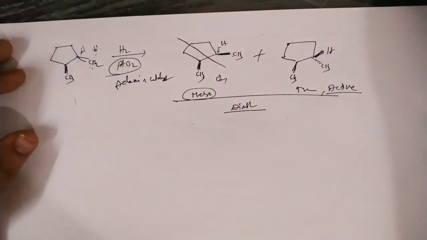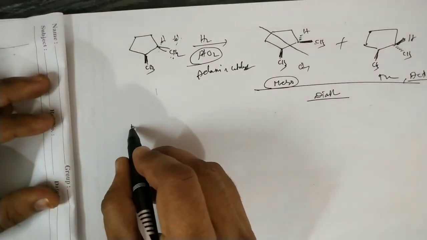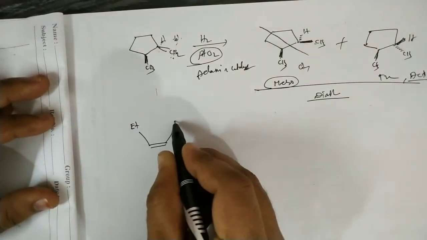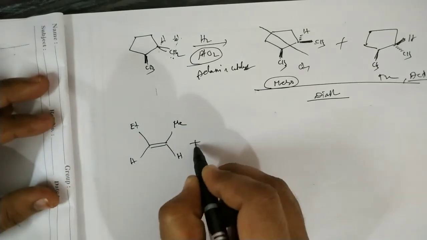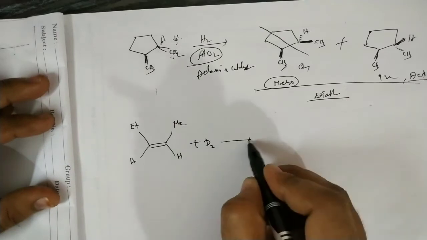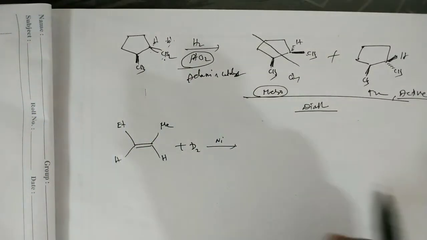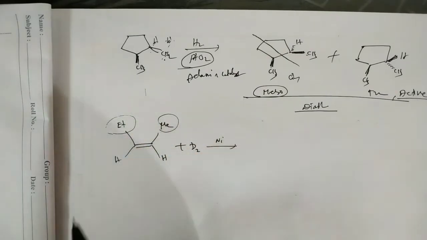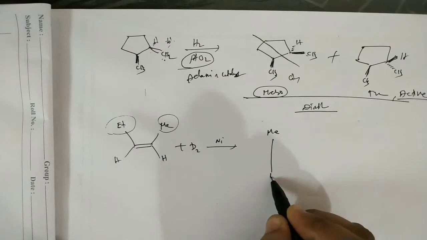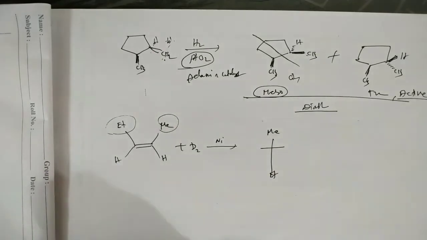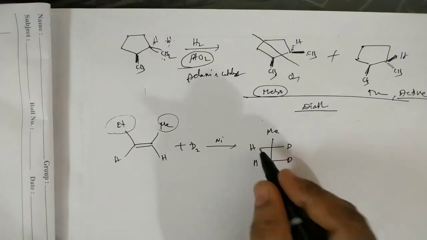Okay, so now let us write for the unsymmetrical compound, ethyl, this one methyl. So here a hydrogen, here hydrogen. Now this one reacts with D2 in the presence of nickel. So it is an unsymmetrical alkene. Why? Because in this case methyl and in this case ethyl. So now here first I am writing directly methyl and ethyl. That means here deuterium and deuterium, hydrogen and hydrogen.